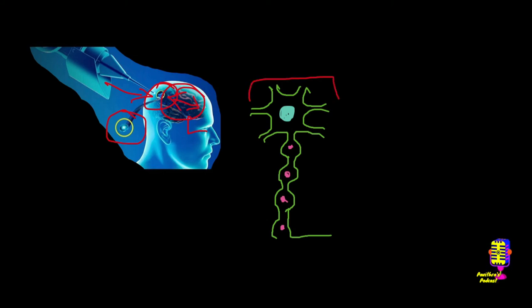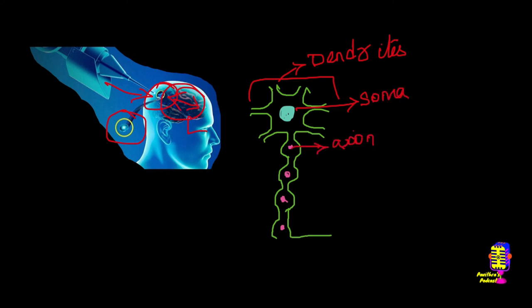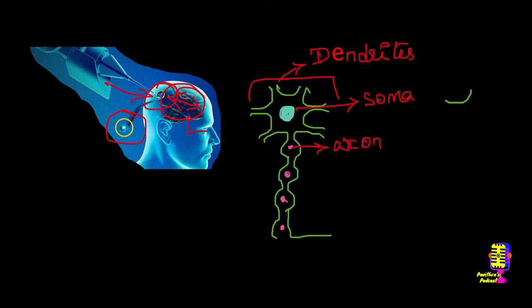Every neuron is made up of three parts called the dendrite, the soma (the cell body), and the axon. Each of these parts has its own functions. The dendrite receives the signals, the soma processes the signals, and the axon transmits the signals to other cells.